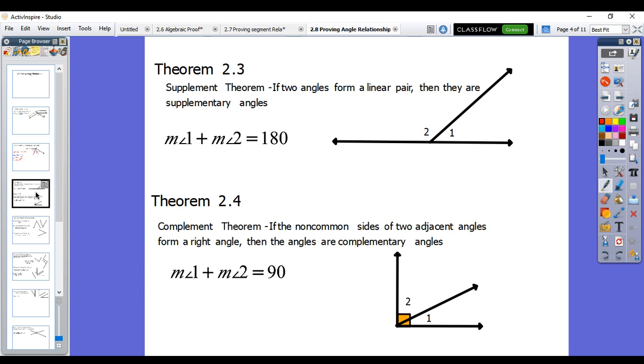A couple more theorems to talk about. The supplement theorem says that if two angles are a linear pair, so this is the difference between this and other things we'll see, then those two individual angles added together equal 180, because a line is a 180 degree measurement. So a linear pair means two angles that equal 180 together.